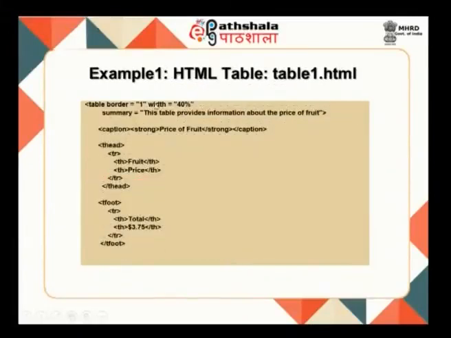And then here we can see a small example making use of a table. There is a table tag and it has an attribute called border. It is given a numerical value of 1. By default it is 0, so you can specify a value of 1, and the width is now 40% of the entire document.